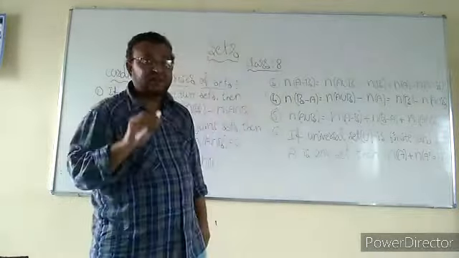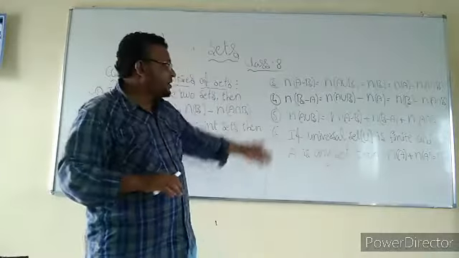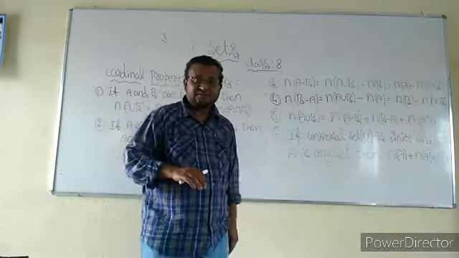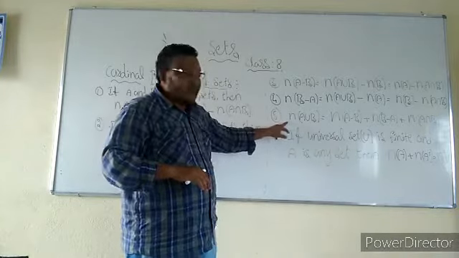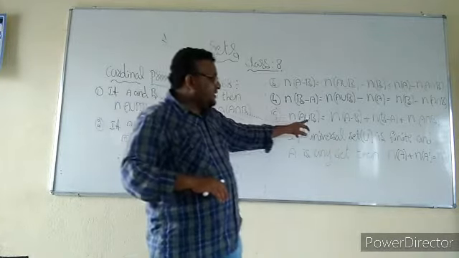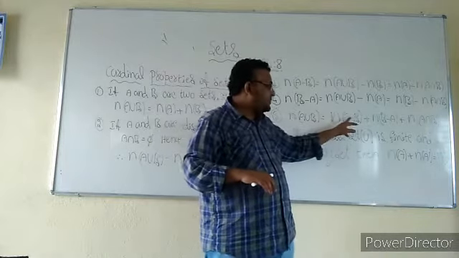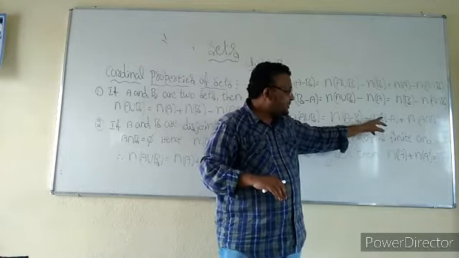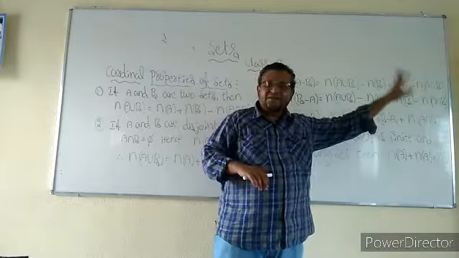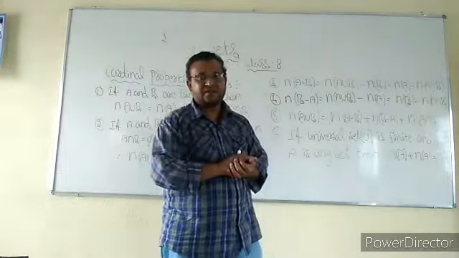By taking an example for A and B, we may prove all of these. Next, n of A union B, that means the number of elements in A union B, is equal to n of A minus B plus n of B minus A plus n of A intersection B.